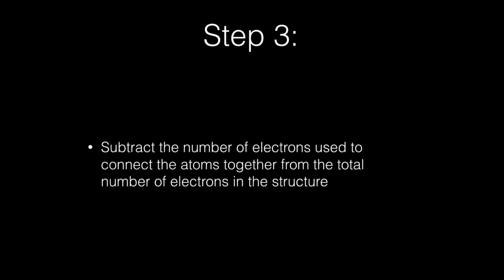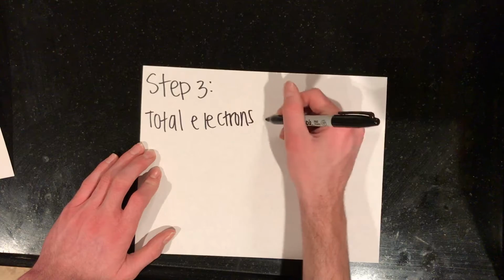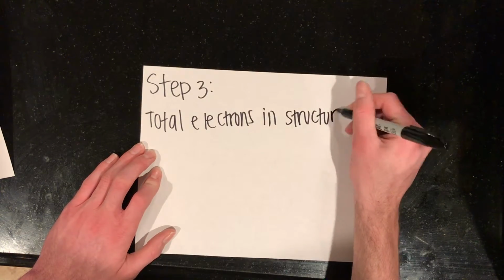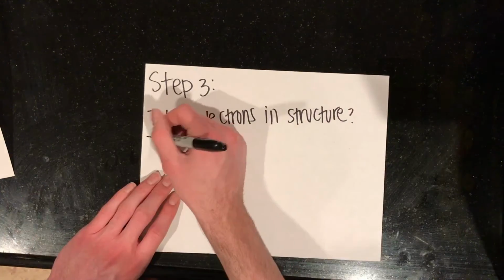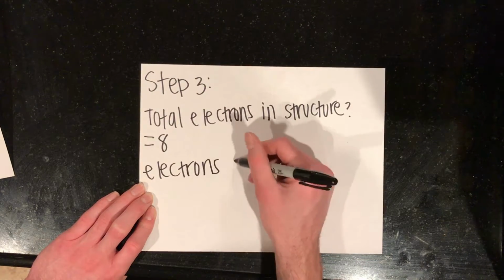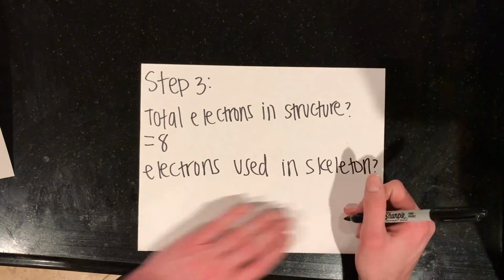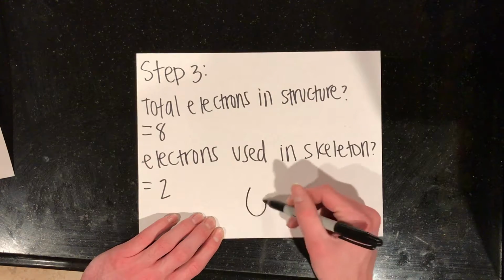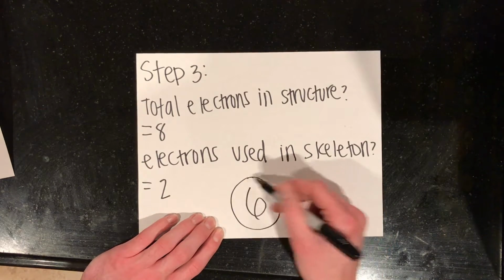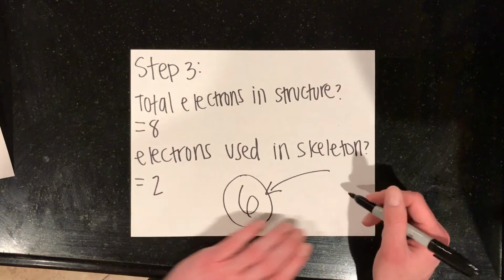In step 3, subtract the number of electrons used to connect the atoms together from the total number of electrons in the structure. We found this total number in step 1. In this example, the total number of electrons used in the structure is 8. We use 2 electrons to connect the hydrogen and chlorine together. With those 2 electrons, we're going to subtract it from the total number of electrons in the structure, which is 8, making it that we still need 6 more electrons in this structure.